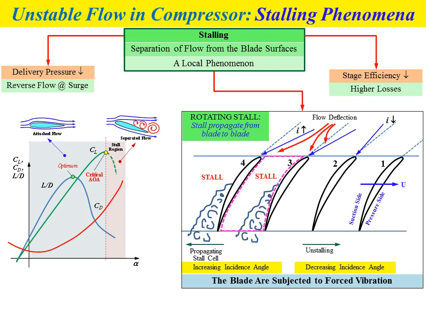So the stall phenomena on an individual blade will propagate from blade to blade. Now, due to the rotating stall phenomena, the blades are subjected to forced vibration. So the vibration on the individual blade will occur.